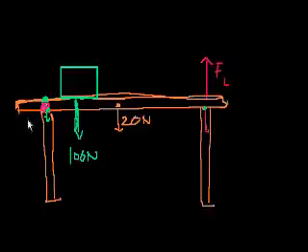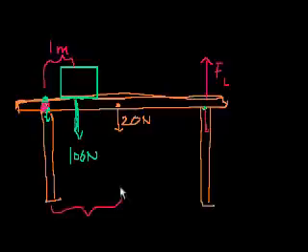And one thing I should have told you is all of the distances. Let's say that the distance between this leg and the box is 1 meter. Let's say that between the leg and the center of mass is 2 meters, and so this is also 2 meters.